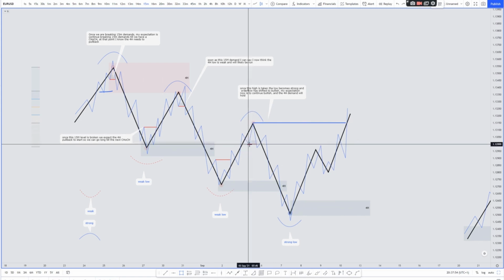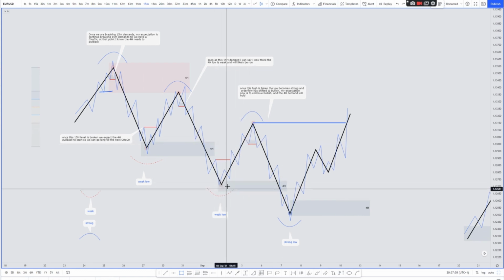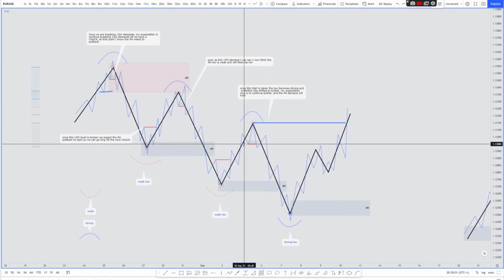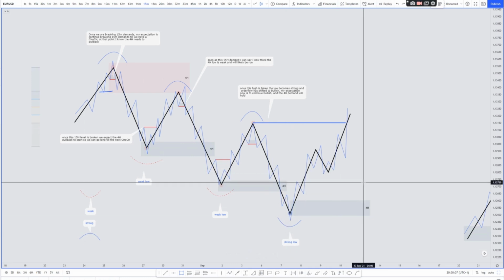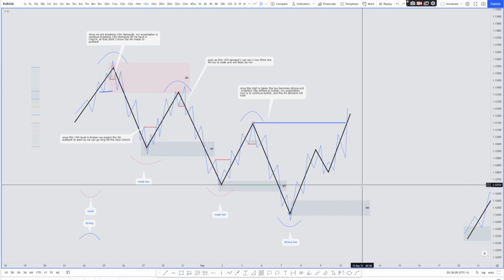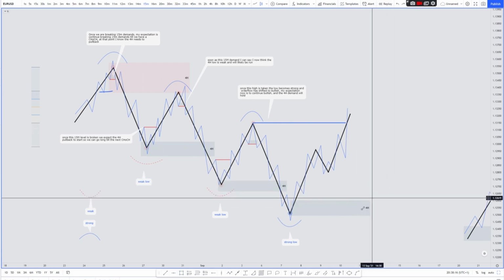Once this demand is run, we can start making an assumption that this low is likely weak and will be run. And this can be confirmed by these 15-minute demands being run as we go along. Now, at some point, the 4 hour trend is going to end and we will have a trend change.